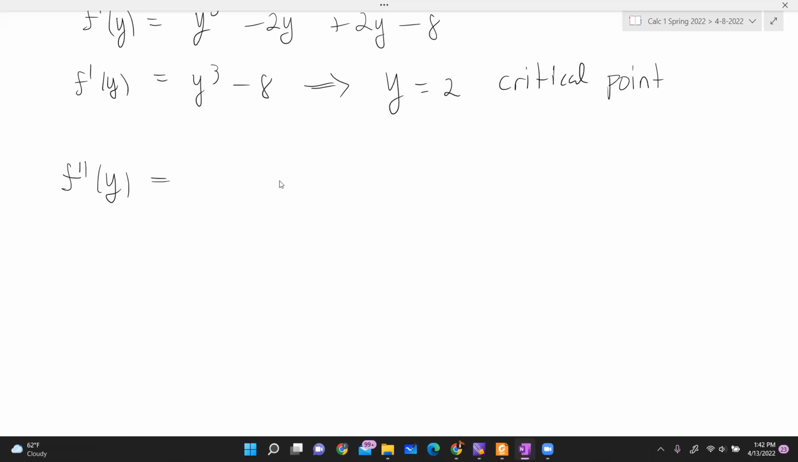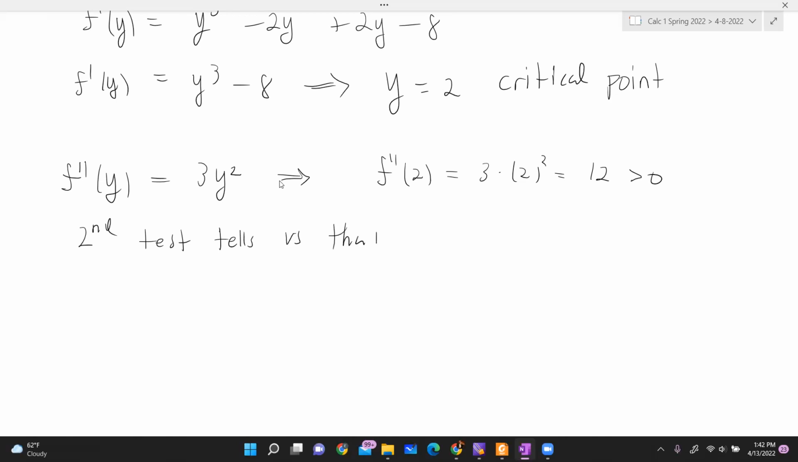So we'll take the second derivative, that will give us 3y squared, and then we'll plug in y is equal to 2. Times 2 squared, so that's 4 times 3, which is 12, positive. So the second derivative test says that at y is equal to 2 corresponds to a minimum. This critical point corresponds to a minimum.